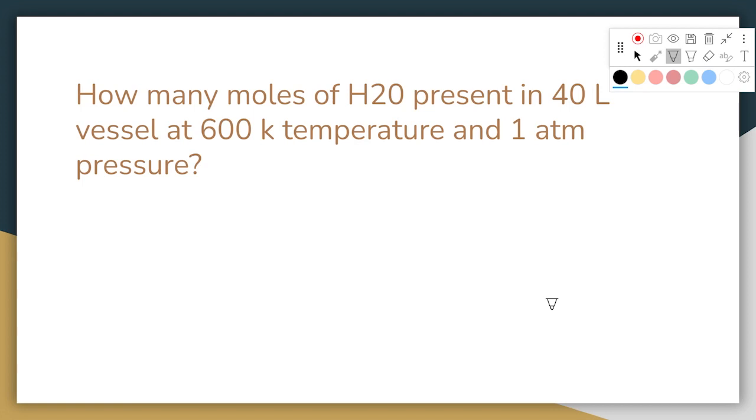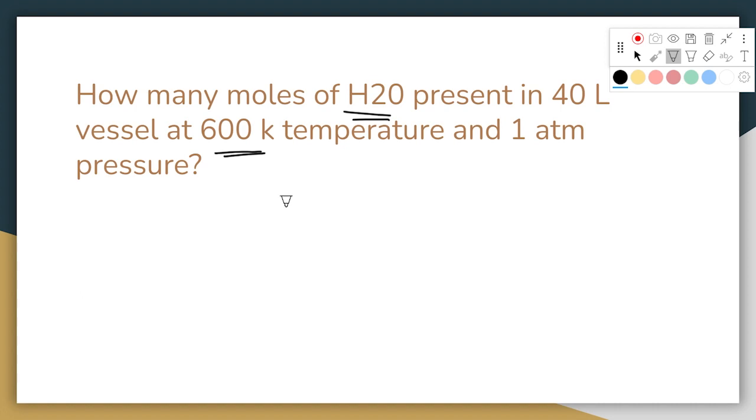How many moles of water are present in a 40 liter vessel at 600 Kelvin temperature and 1 atmospheric pressure? Simple. First of all, you have to identify here 600 Kelvin temperature and given water.